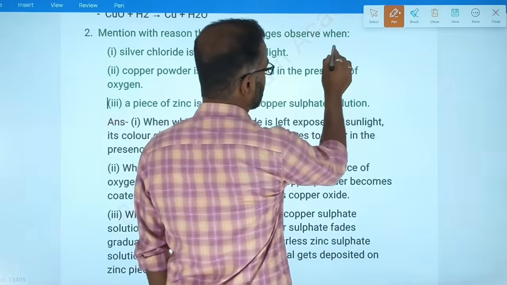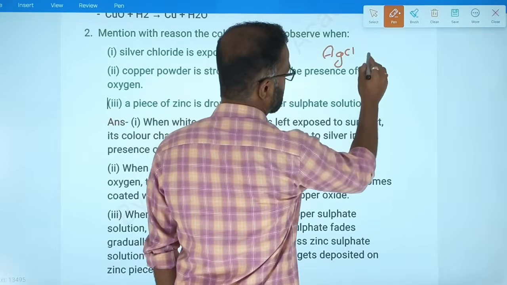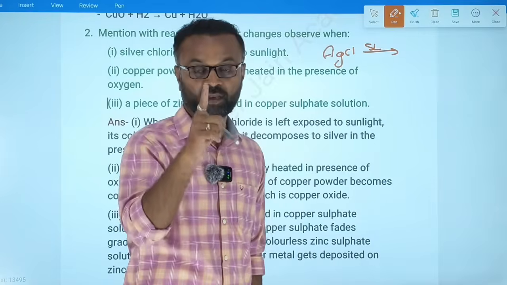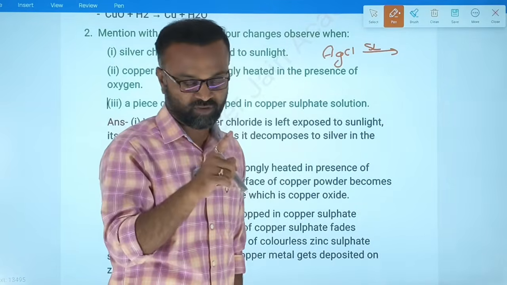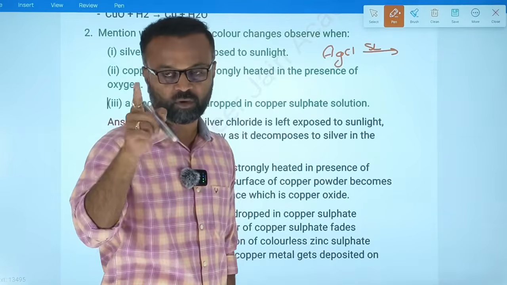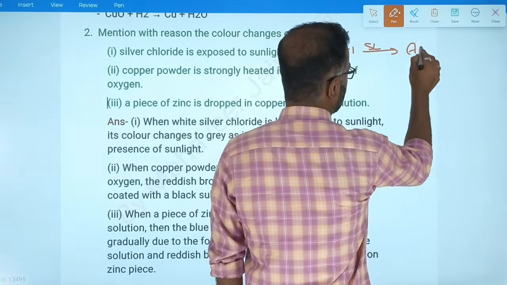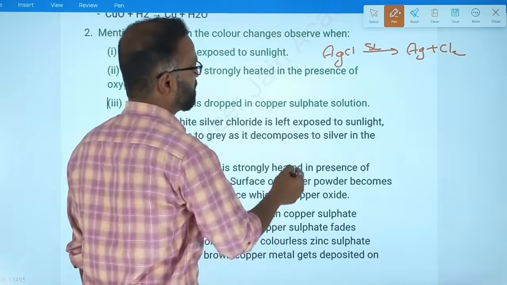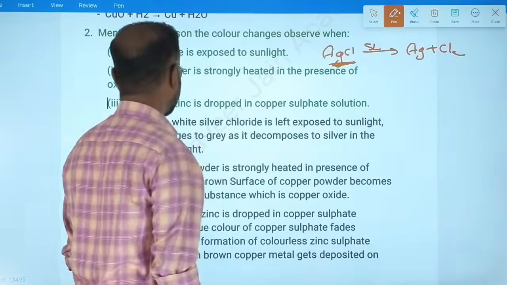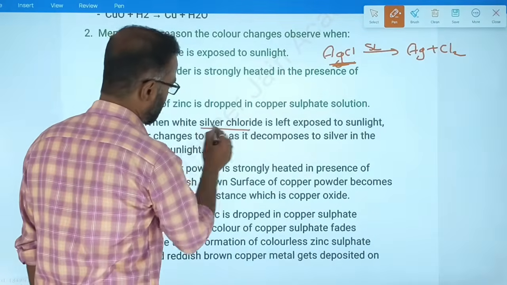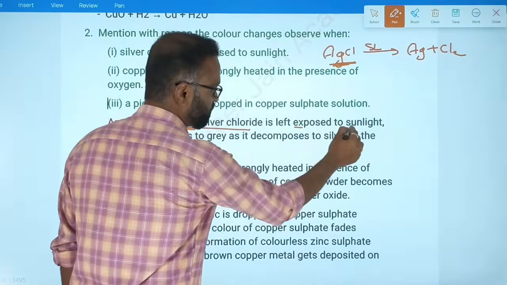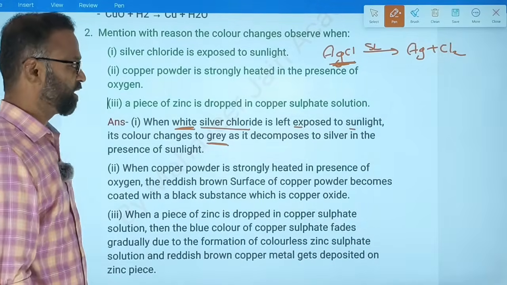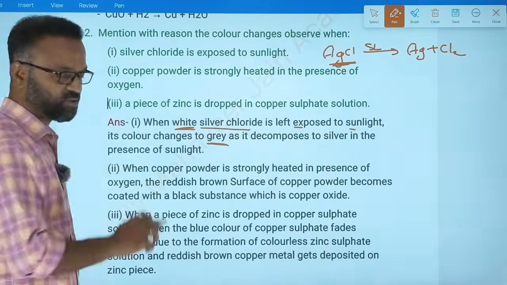They are speaking about when this AgCl is exposed to the sunlight. So they are talking about the photochemical decomposition reaction. In the presence of sunlight, this silver chloride will break down to form silver and chlorine. Silver and chlorine gas is liberated. What is the change in the color? Silver chloride will change into silver. See here, when white silver chloride, which is white in color, is left exposed to the sunlight, the color changes to gray. The color changes to gray as it decomposes to silver in the presence of sunlight.